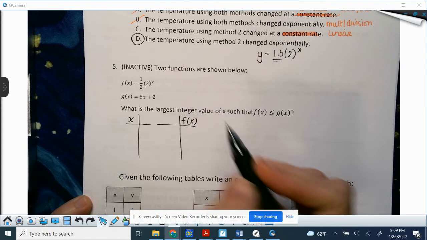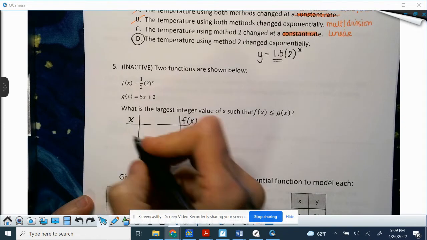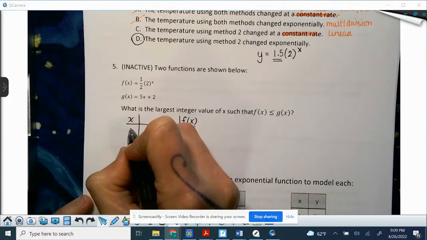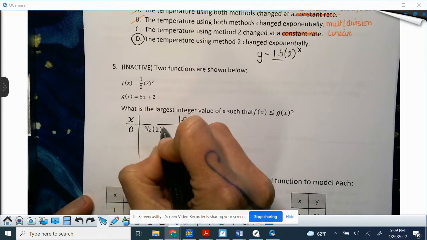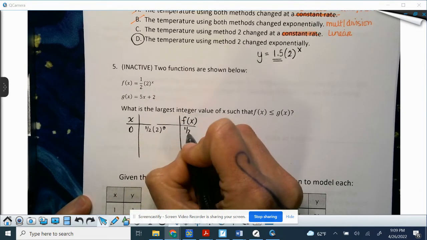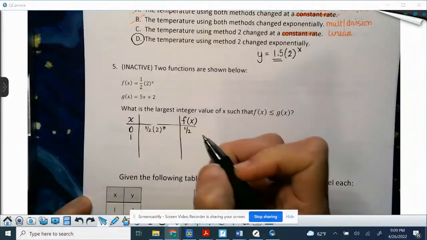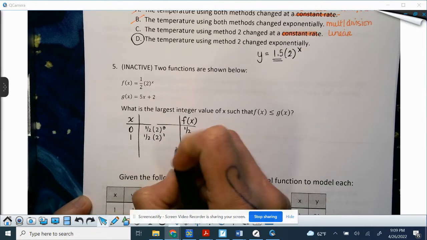So we'll do it for f of x first. Let's start with 0. So that's going to be 1/2 times 2 raised to the 0. And anything raised to the power of 0 is 1. So that's 1/2. Then maybe I'll do 1. So 1/2 times 2 to the 1 power, that's 2 times 1/2, which is going to be 1.